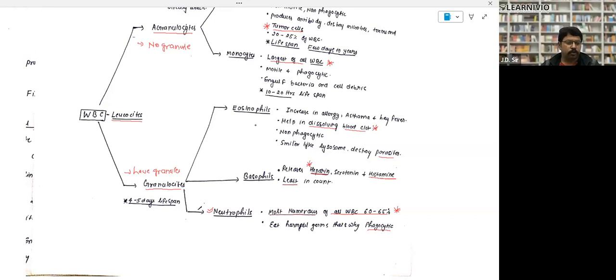Now come to the neutrophils. Neutrophils are the most numerous, meaning they are 60 to 65% of WBC. They eat harmful germs, and that's why they are phagocytic. Go through it and ask me if you have any doubt in any point.